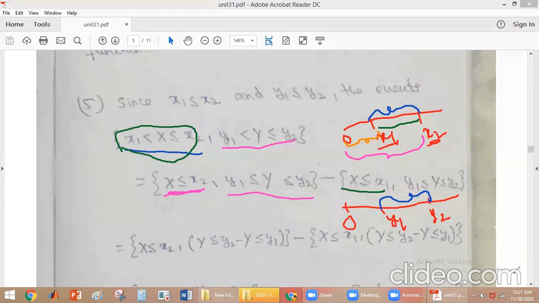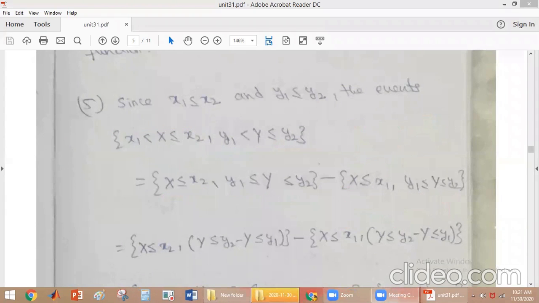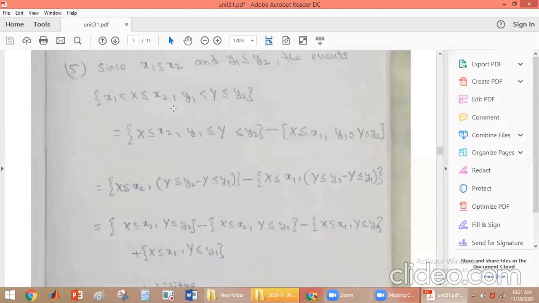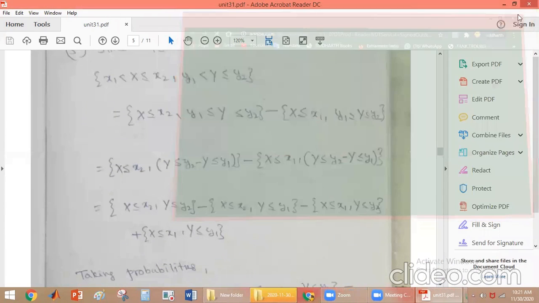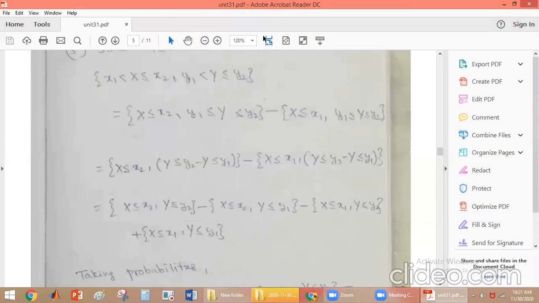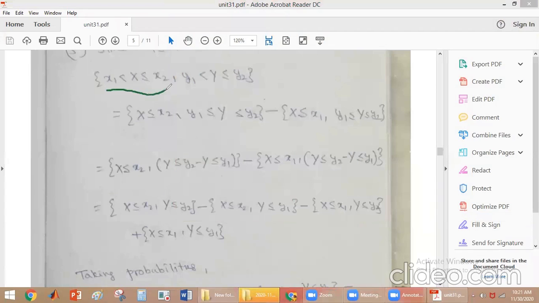Okay, now what are we doing here? To write the x range from x1 to x2, we have written x less than or equal to x2 minus x less than or equal to x1. To get the range x1 less than x less than or equal to x2, we write x less than or equal to x2 minus x less than or equal to x1.